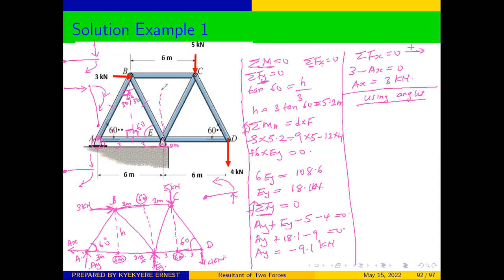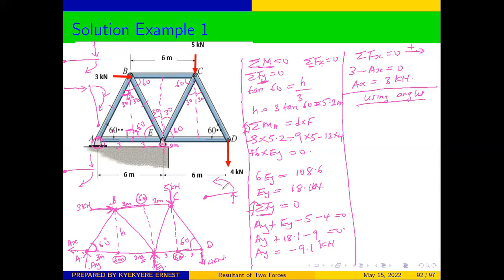If we try to divide this side, the angle here will be 60, since it is symmetric. This angle will also be 60. This angle will be 30, and this angle here will also be 30. The same applies to this side. This angle here will also be 60. The one up here will be 30, and the one on this side will also be 30.